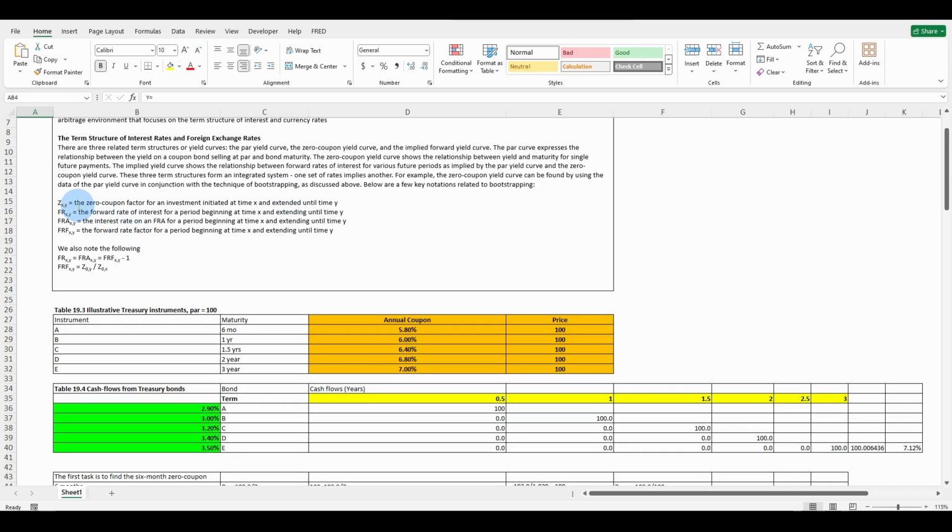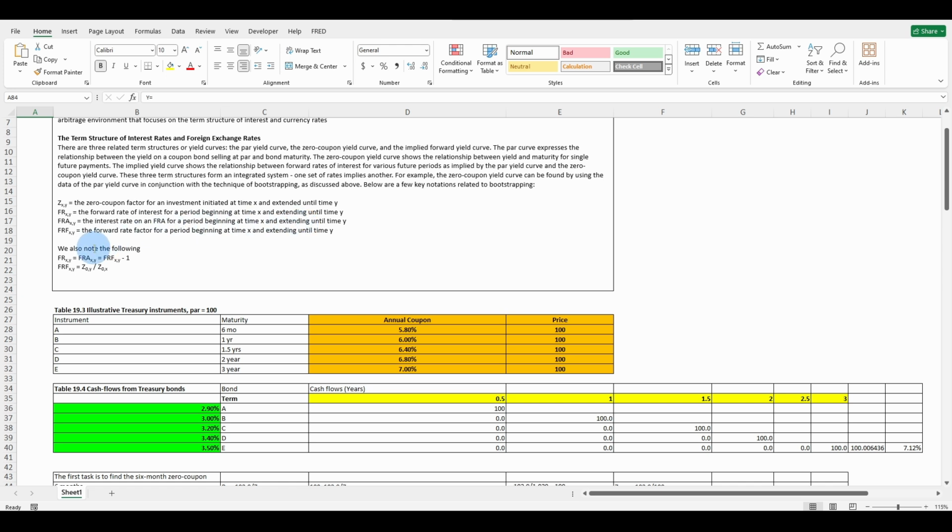Z of X of Y, the zero coupon factor for an investment initiated at time X and extended until time Y. FR of X of Y, the forward rate of interest for a period beginning at time X and extending until time Y. FRA of X of Y, the interest rate on an FRA for a period beginning at time X and extending until time Y. FRF of X of Y, the forward rate factor for a period beginning at time X and extending until time Y.